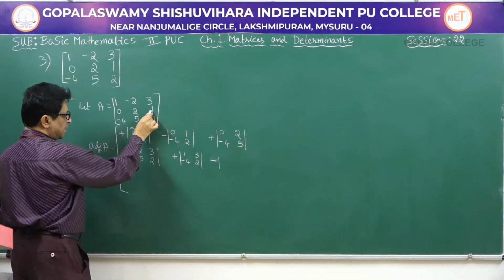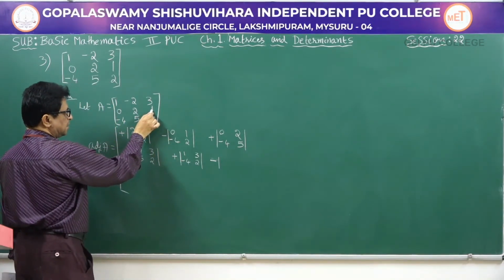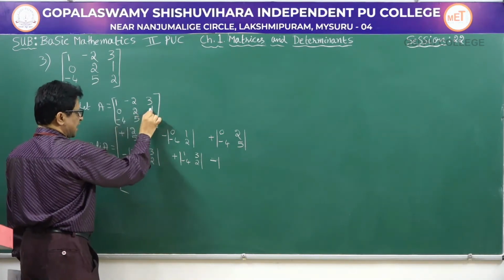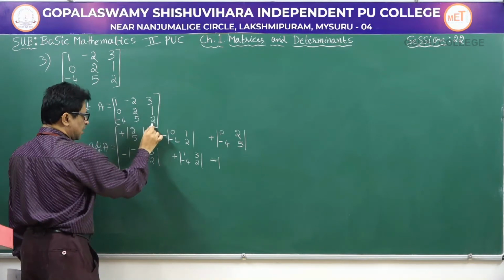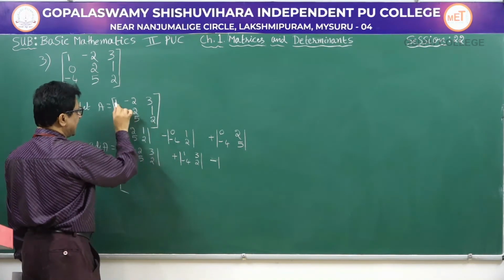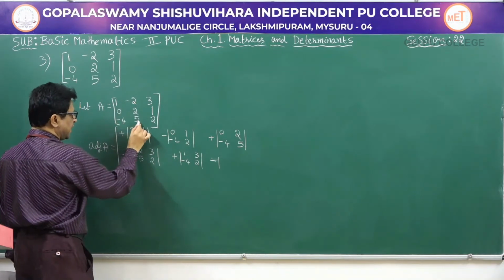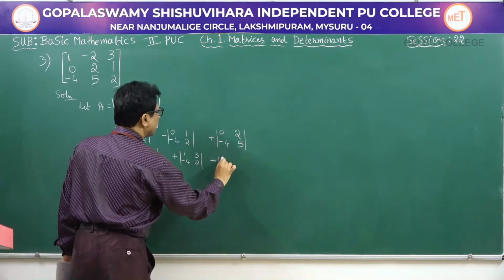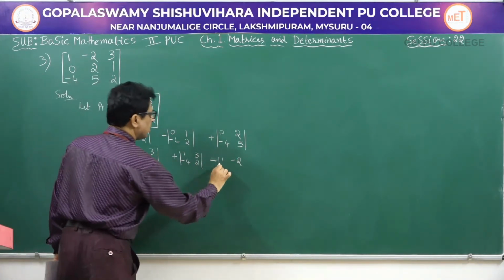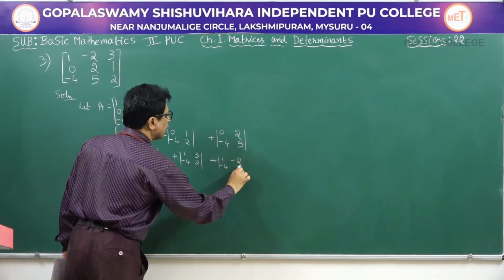Next we find the cofactor of 1. So 1 lies in the second row, third column. We eliminate the second row and third column and take the determinant of the remaining elements. That is determinant of 1, minus 2, minus 4, 5.